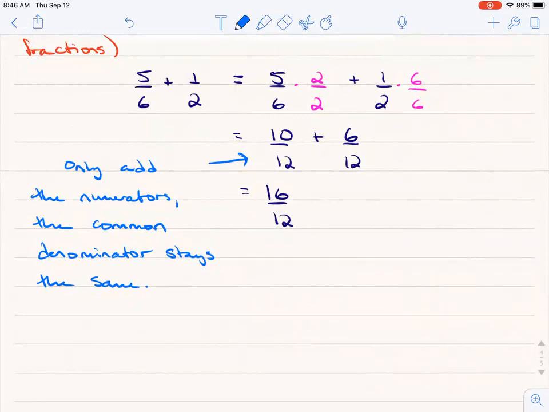Nice. How far do you want us to go with it? I'm just leaving it at 16 over 12. It's all the same number, so that's why I'm not too, I don't know.